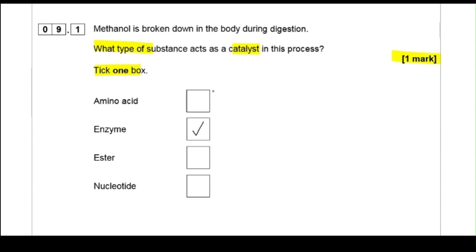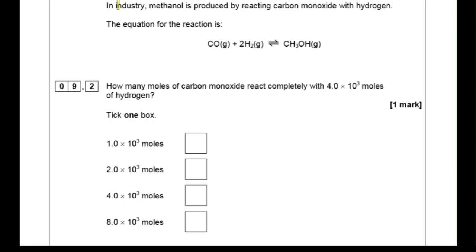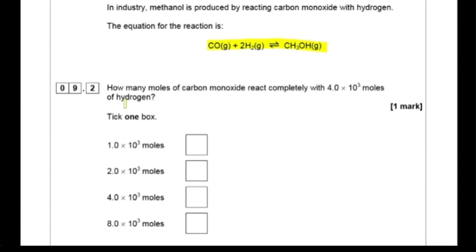In industry, methanol is produced by reacting carbon monoxide with hydrogen. The equation for the reaction is CO gas plus 2H2 gas in equilibrium with CH3OH. So that's carbon monoxide plus hydrogen goes to methanol.